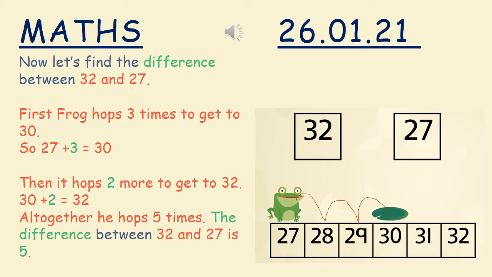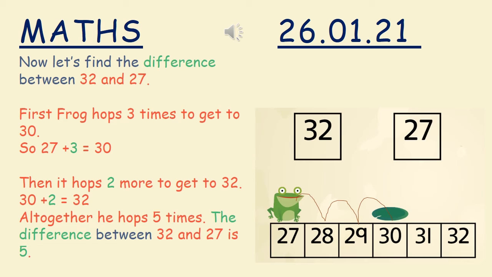Now let's try another example together. Let's find the difference between 32 and 27. Remember, frog always hops from the smaller number to the bigger number. Okay? First, frog is going to hop from 27 to the next multiple of 10, which is 30. Okay? So let's hop together with frog. 1, 2, 3. Frog lands on 30. So 27 plus 3 is 30.